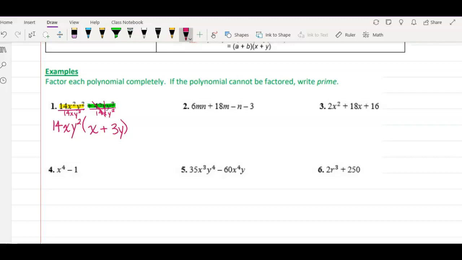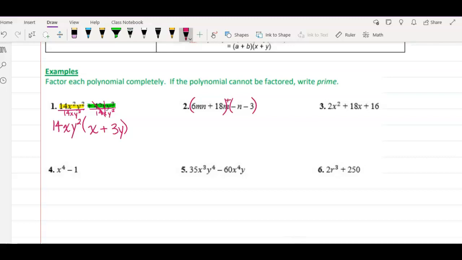The next one, I look for a greatest common factor among my 4 terms, and I don't see anything. They don't all have some number that I can divide by or some variable in common. So instead, I'm going to group them. Usually, grouping the first 2 together and the last 2 together will work.